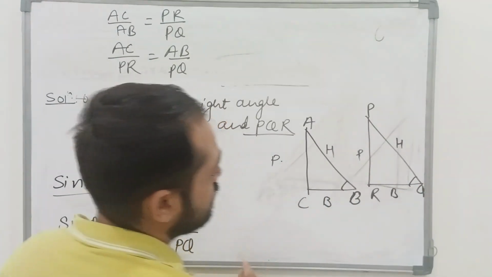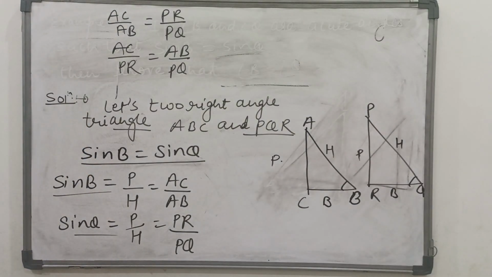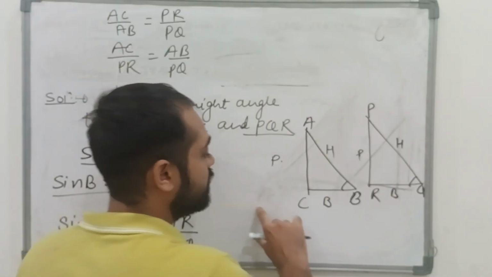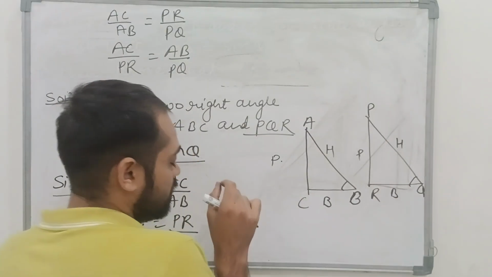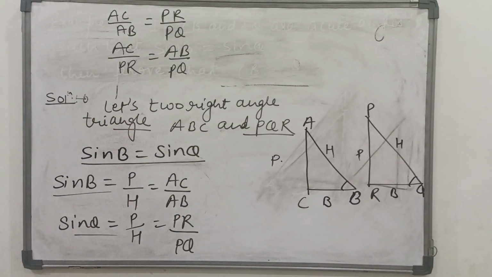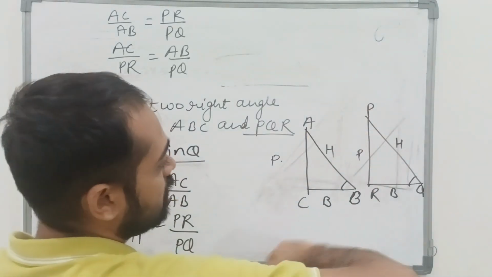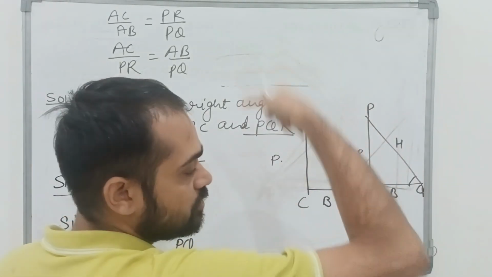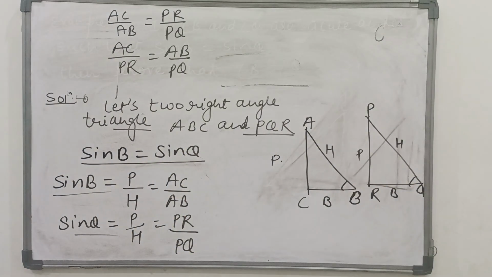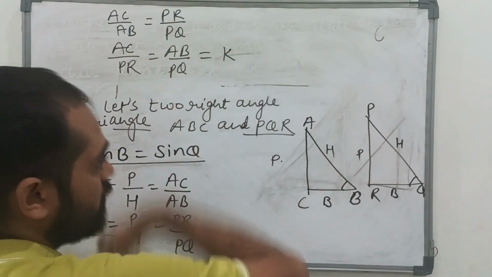We can compare the two right angle triangles. If we compare the two right angle triangles, then we can say that both triangles are congruent. When both triangles are congruent, then we can say that AC ratio is PR ratio, or AB ratio is PQ ratio, and BC ratio and QR ratio. Right? Okay, next is we can consider the constant value K.